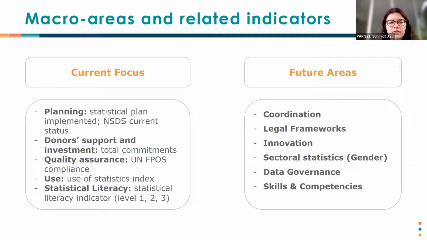We have some indicators on quality assurance with regards to UNFPUS. We have indicators on use, and it's a new or a relatively innovative indicator on using a machine learning algorithm to parse through text and detect how the reference to statistics or which reference to statistics can be observed in policy documents, and similar methodologies also apply to the statistical literacy indicator. In the future, we have already started working on some of those areas.